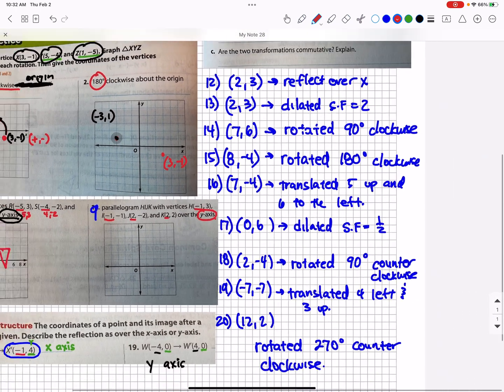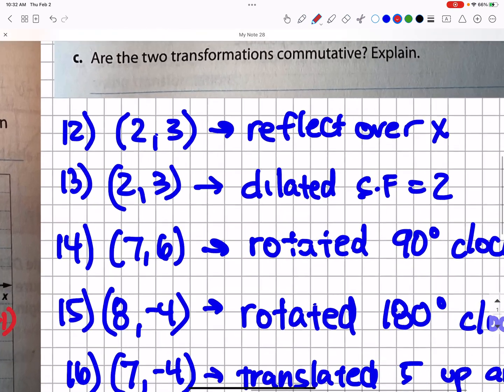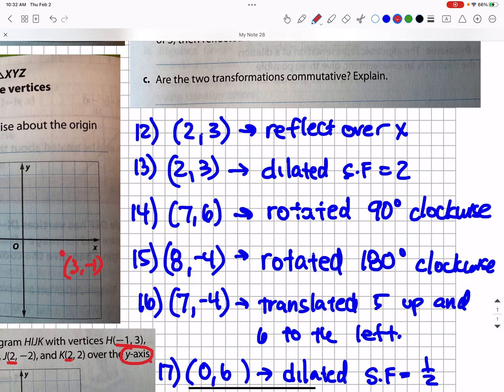For these, you have to know all the shortcuts. Like if I reflect over the x-axis, then I change the y. So this must be 2, -3. If I dilate, that means I'm multiplying. So 2, 3 turns into 6, 4. Multiply.